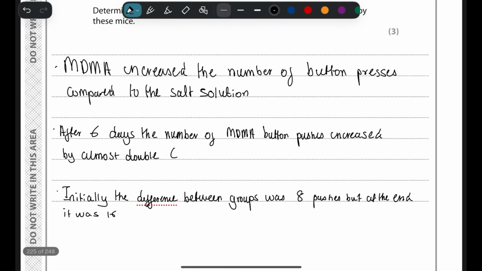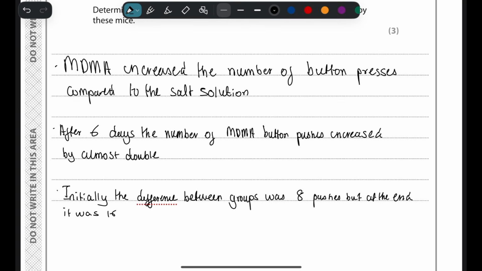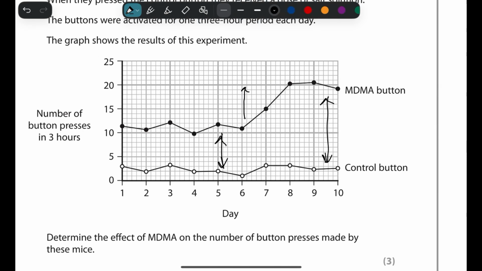So I said MDMA has increased the number of button presses. Cool. So after 6 days, the MDMA button presses have almost doubled. Yeah, it's literally almost doubled. And then I also wanted to do a calculation. So I said initially it was 8, now it's 16. So just thinking, what bits can I actually pull out from the data that would be good things to say.